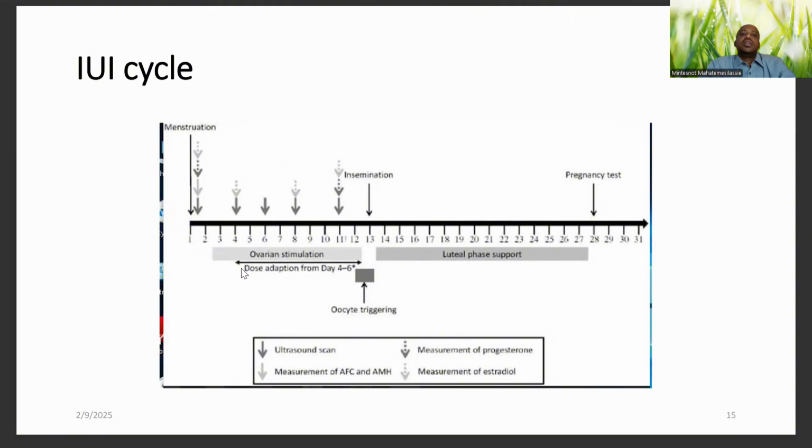So when you see the general IUI cycle, it is started on the second day of her period. She will come on the second day. We do transvaginal ultrasound. We will see whether there is cyst or not. If there is cyst, we don't start any treatment. If there is dominant follicle, meaning if the follicular size is more than 10 millimeter, we don't start IUI cycle because it's going to affect our IUI outcome.